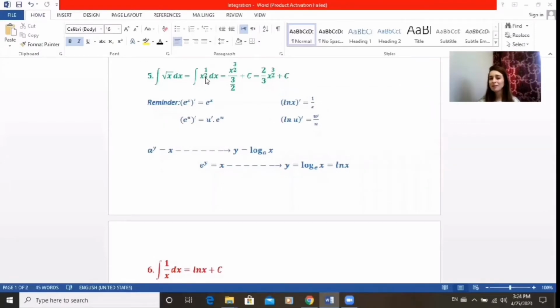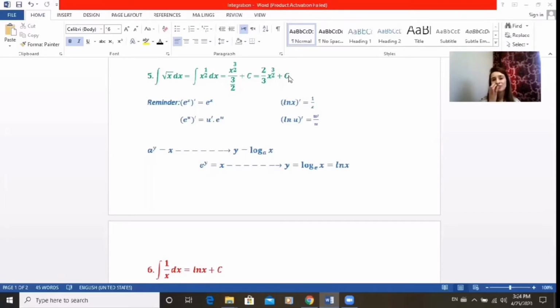For the rule of x to the power something, we took it last time. If we have x to the power n, the answer is x to the power n plus 1 over n plus 1. So here, integrating x to the power half dx gives x to the power half plus 1, which is 3 over 2, over half plus 1, which is 3 over 2, plus c. Don't forget to put c. It's equal to 2 over 3 x to the power 3 over 2 plus c. So this is the answer. If you have a radical, try to write the radical as a power. That's so easy.